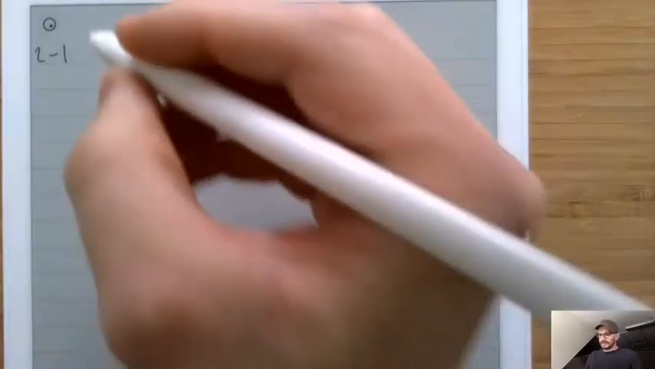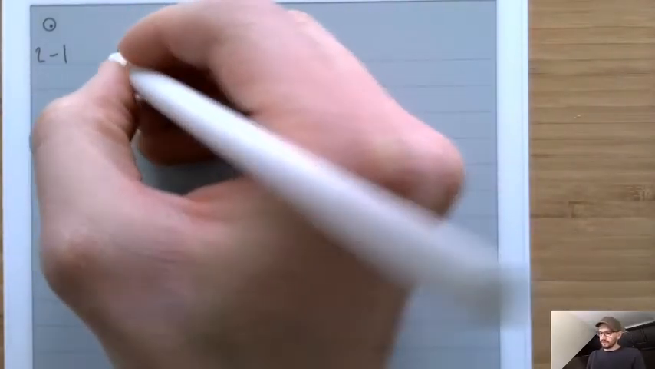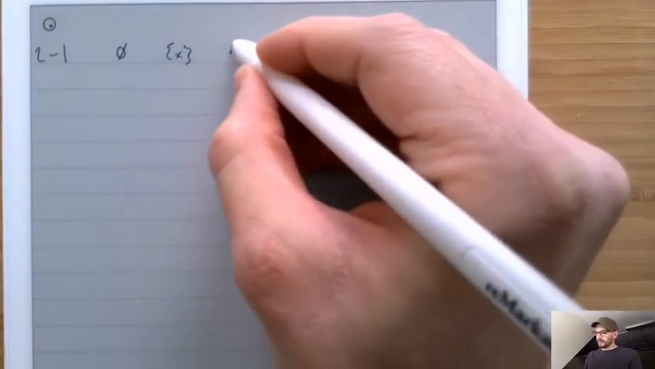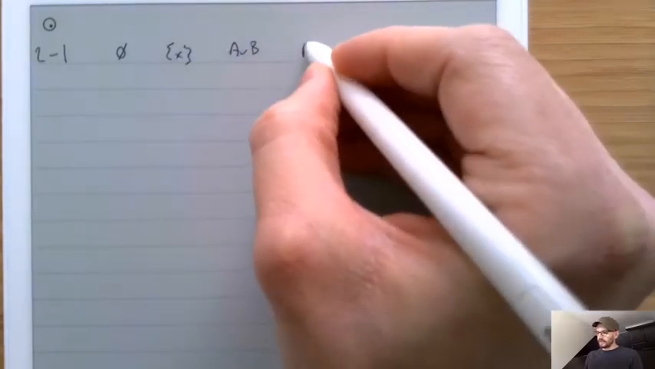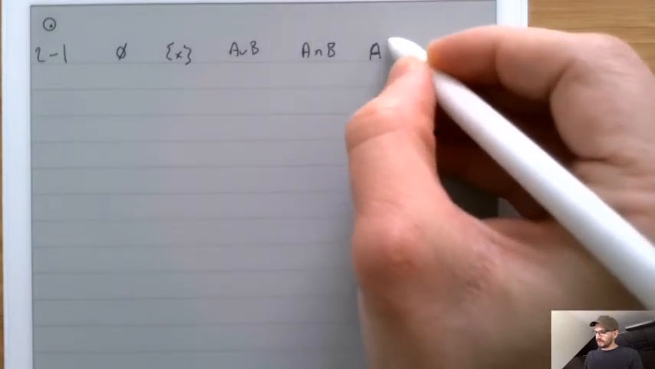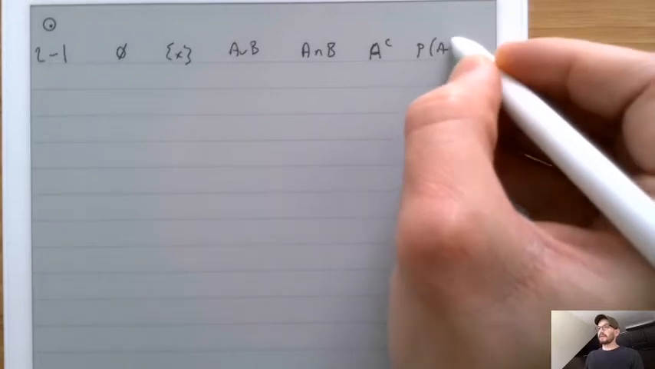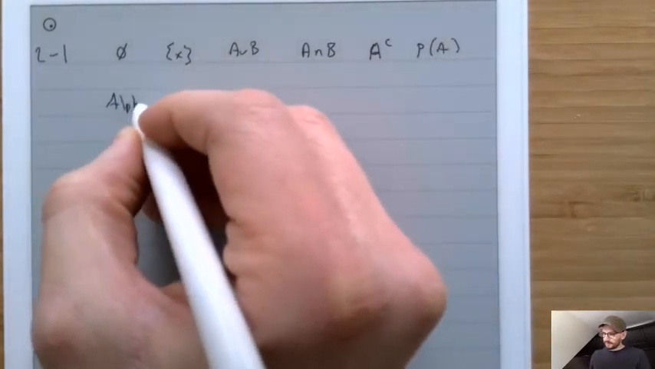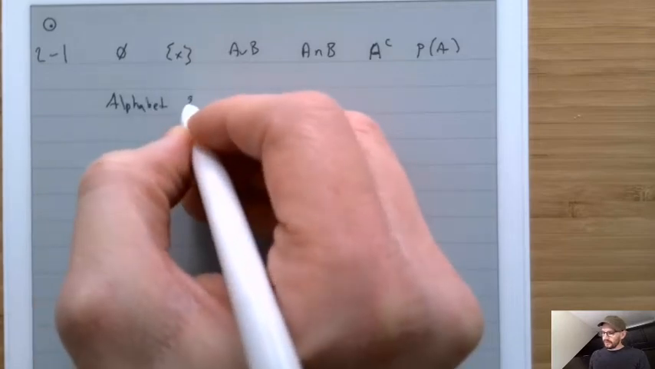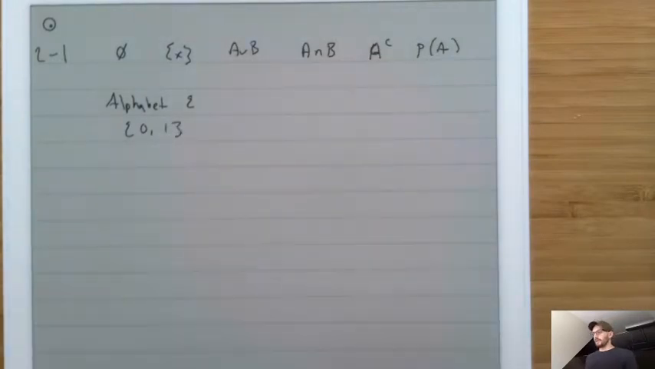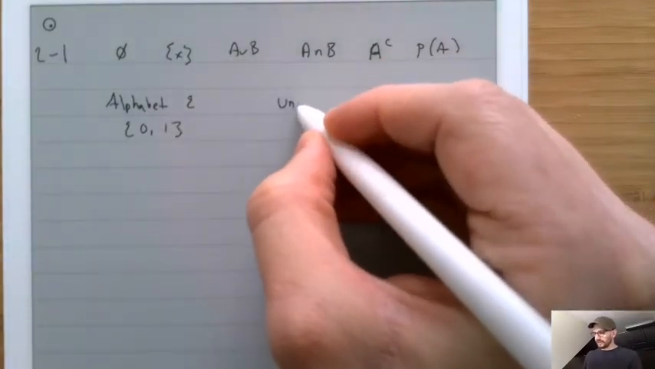So recall that last time we introduced the basic ideas of sets. We talked about the empty set, we talked about singleton sets, we talked about the union operation, the intersection operation, the complement operation, and the power set operation. We talked about alphabets, which we write down with sigma, which are finite sets. We talked about the universe as a concept.